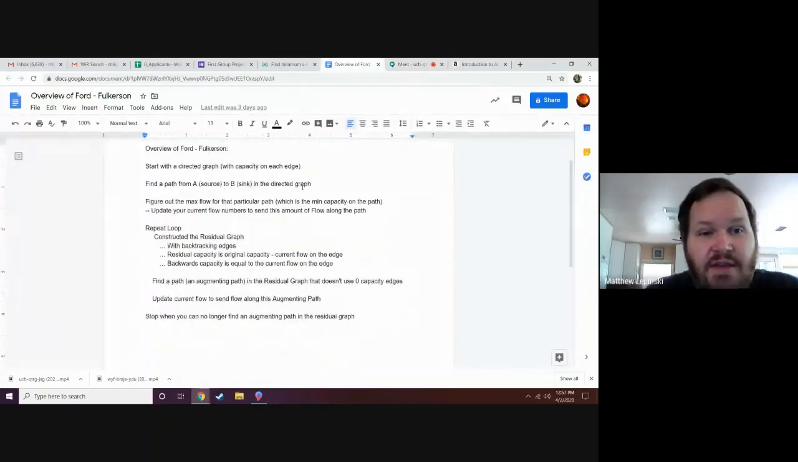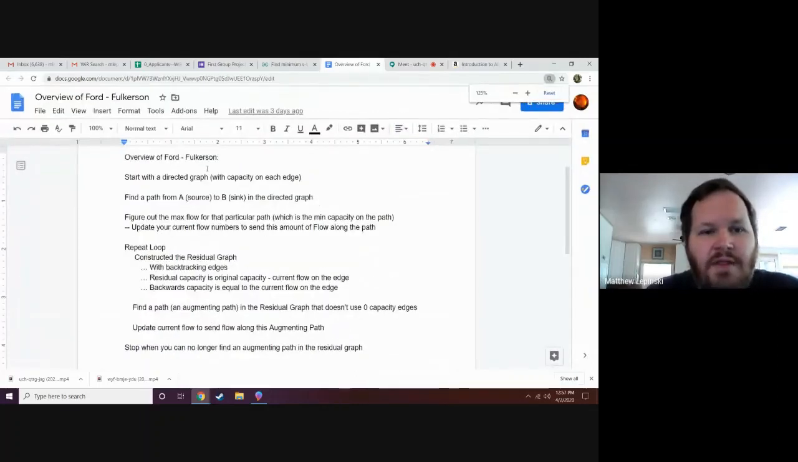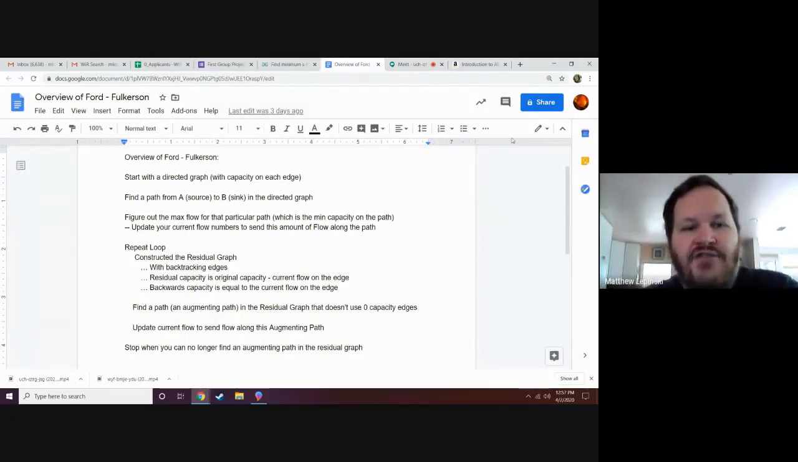So the second thing is I had put up last time this overview of the Ford Fulkerson methodology, which is kind of what we've been working on for the last week and a half. The Ford Fulkerson methodology for max flow is to start with a directed graph that has capacity on each edge, then repeatedly find paths from the source to the sink. So to start with, just find any old path from the source to the sink.